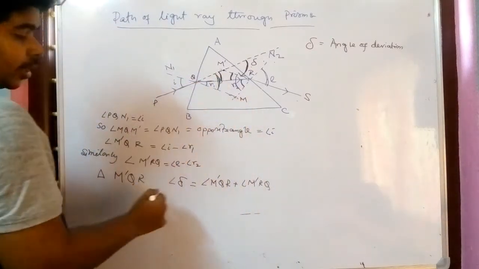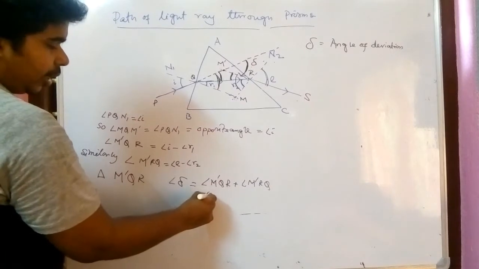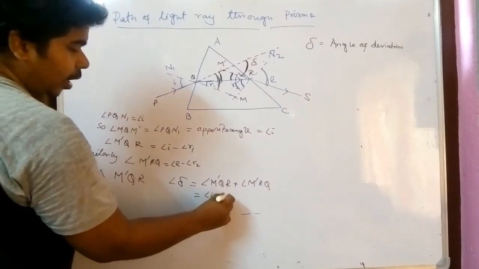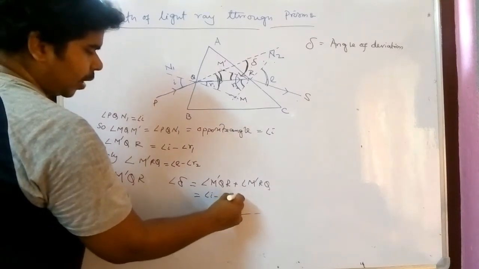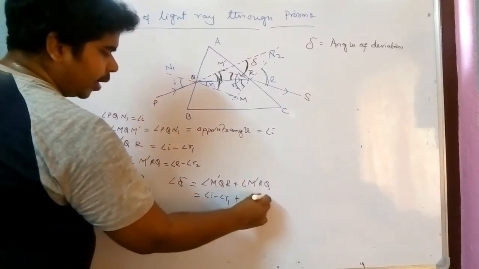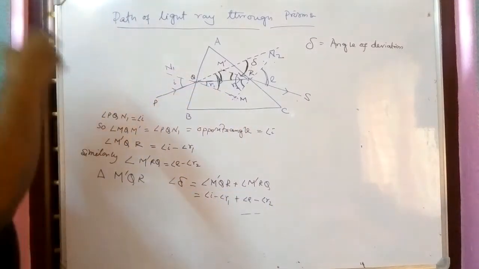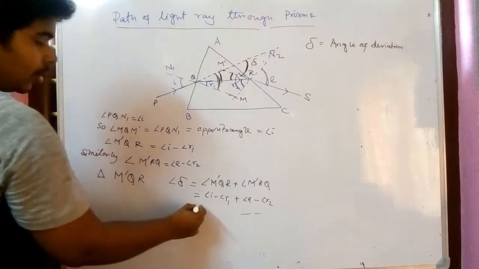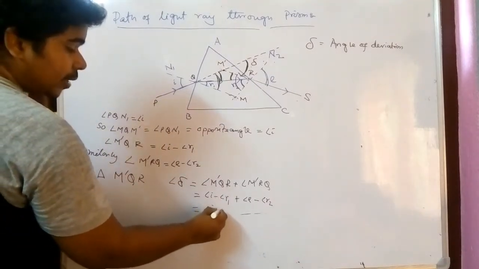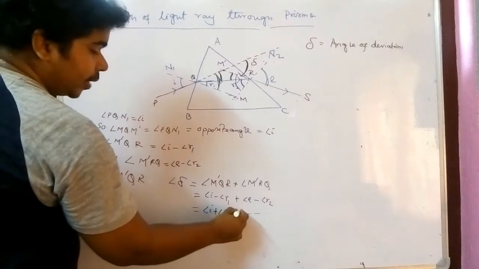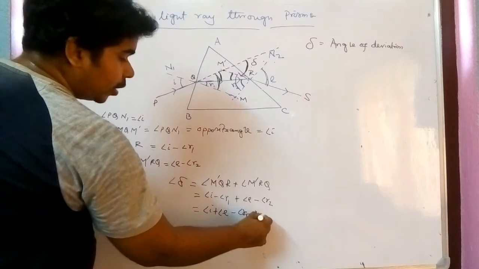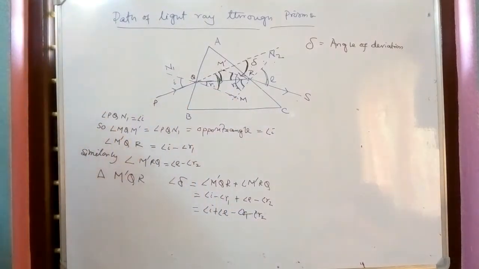These two are opposite angles, so write the value here. Angle I minus angle R1 plus angle E minus angle R2. Okay, a simple application of geometry you have learned earlier also. So delta equals angle I plus angle E minus angle R1 minus angle R2. Clear? Now we have to take one more thing.